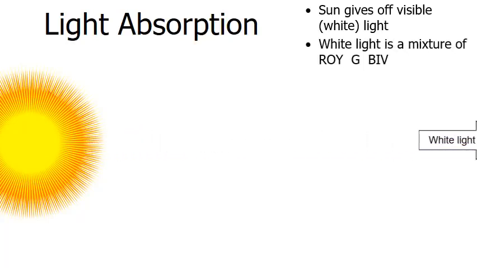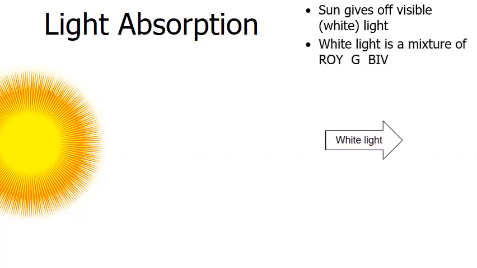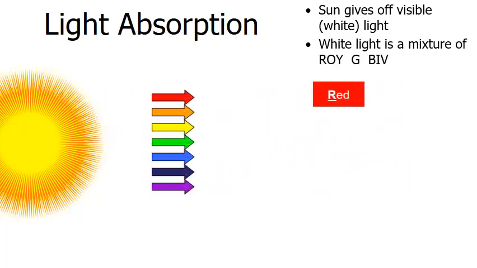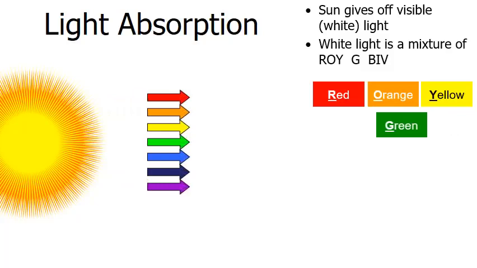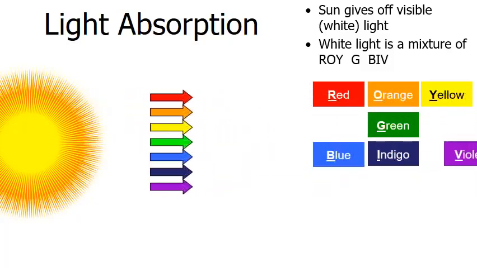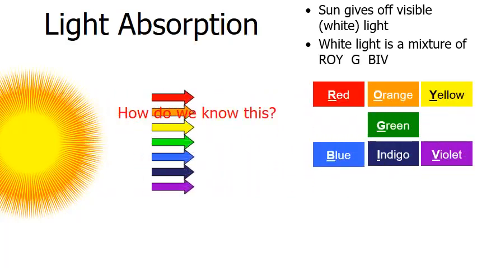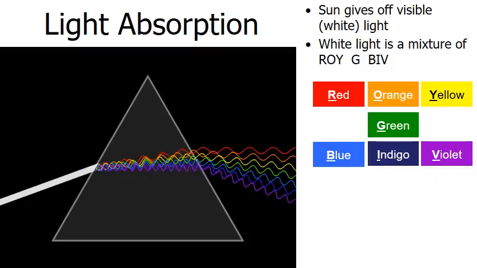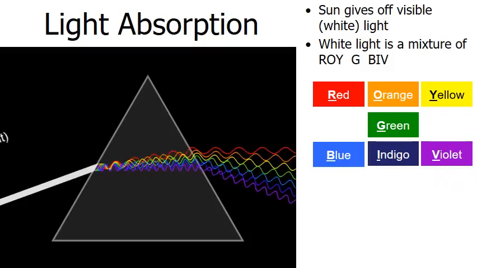White light is actually a mixture of ROY G. BIV. And what this is are the colors of the rainbow: red, orange, yellow, green, blue, indigo, violet. All of these colors are a mixture known as white light. Well, how do we know this? Because when you shine white light into a prism, a rainbow comes out the other end. Just like you can see in this animation.